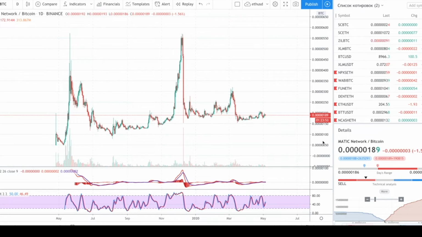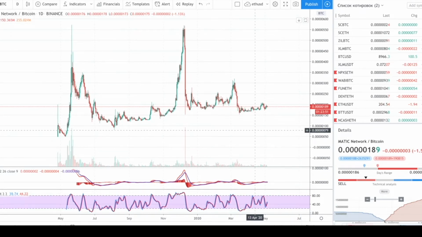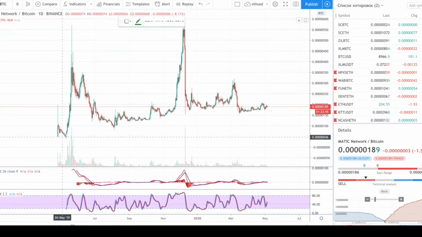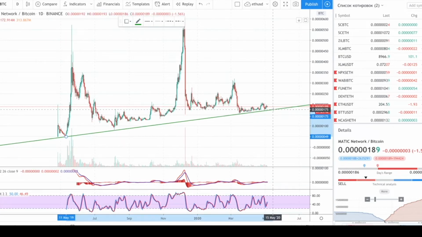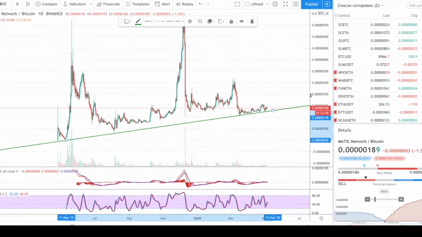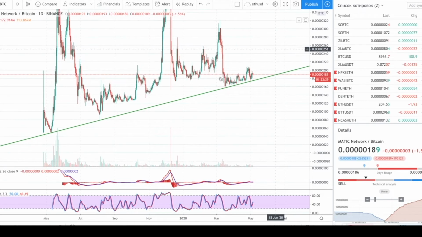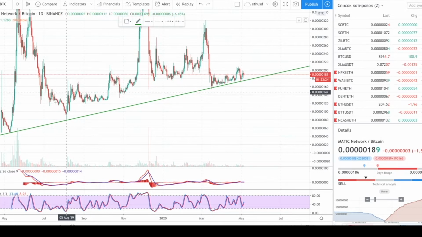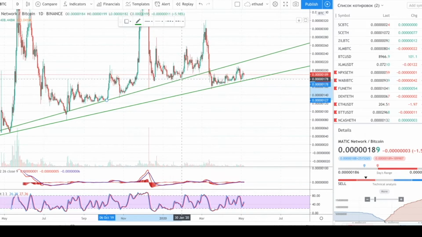MATIC to Bitcoin. MATIC has a rather interesting situation. Let's figure it out. MATIC has been following its trend line for quite some time, in an uptrend for a sufficiently long period. It is bouncing off precisely this trend line. We see how the price is bouncing off this trend line. To this, there is a certain price channel.